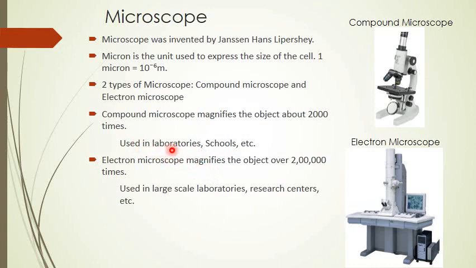The compound microscope is used in laboratories, schools, colleges, hospitals, etc. Whereas the electron microscope is used in large scale laboratories and research centers by scientists to do research, because it gives inner details, and inner things can be studied under the electron microscope, since it gives a 2 lakh times larger view of the object.